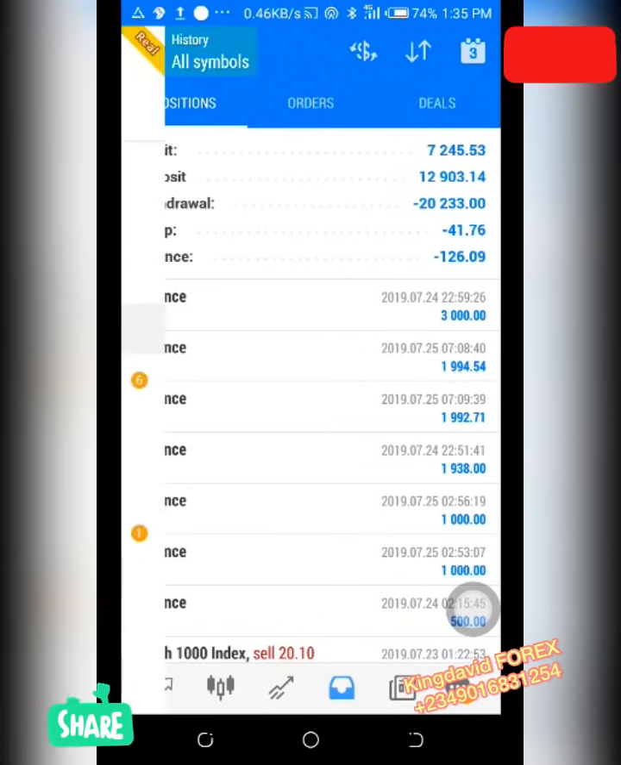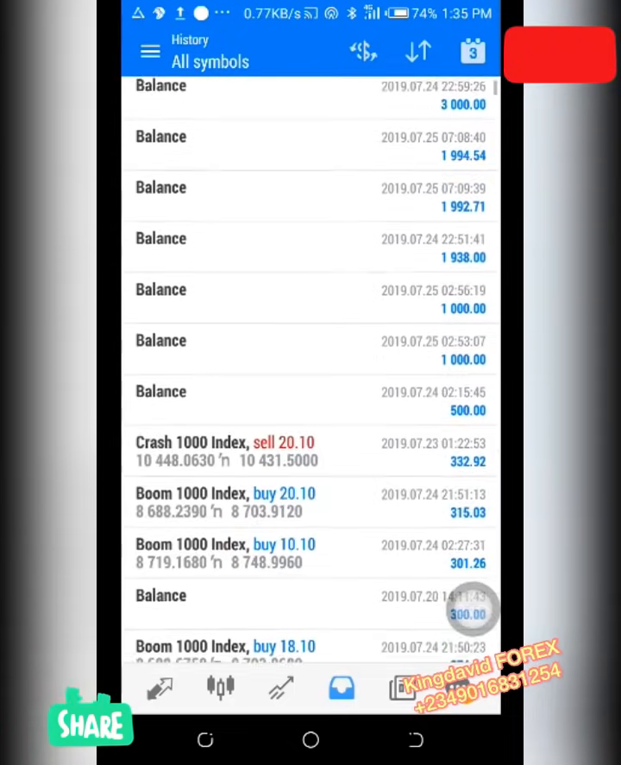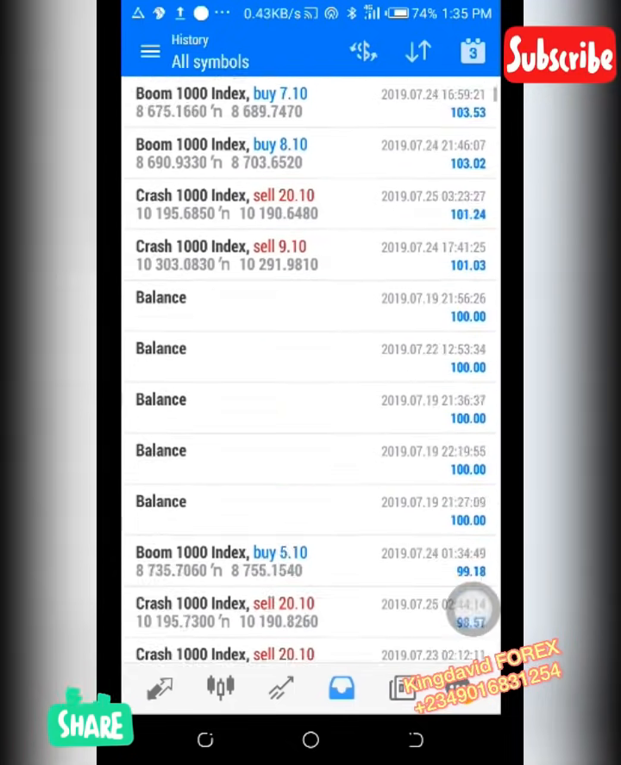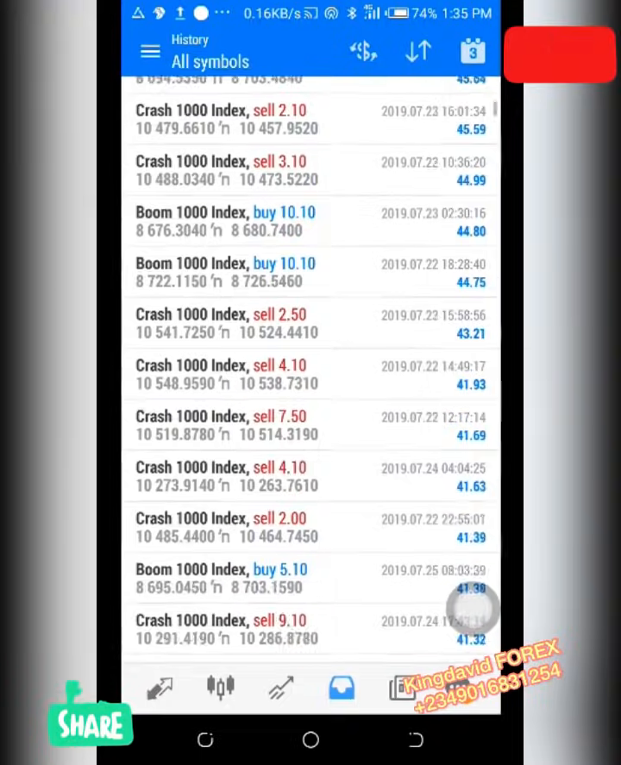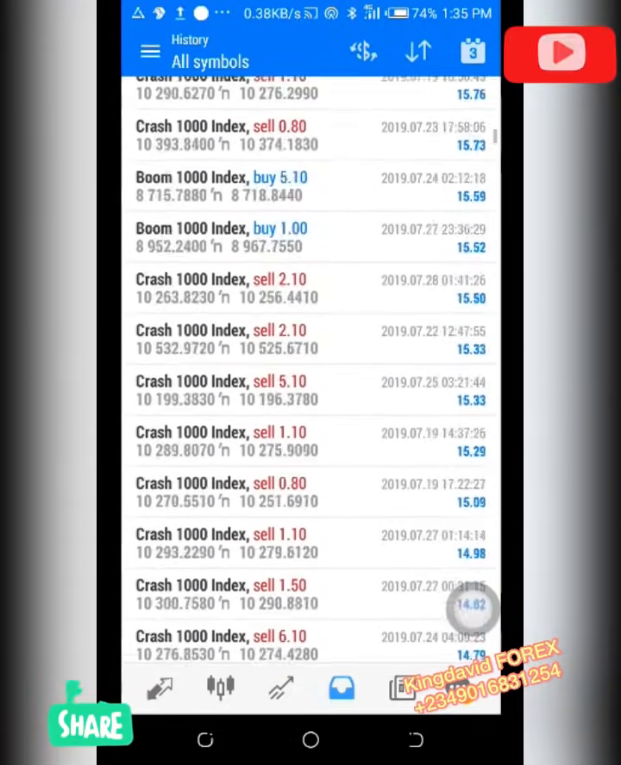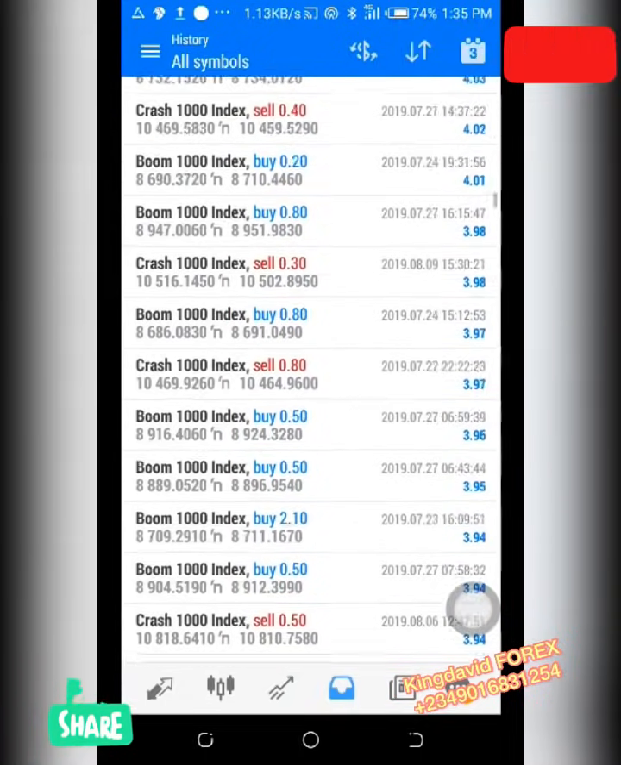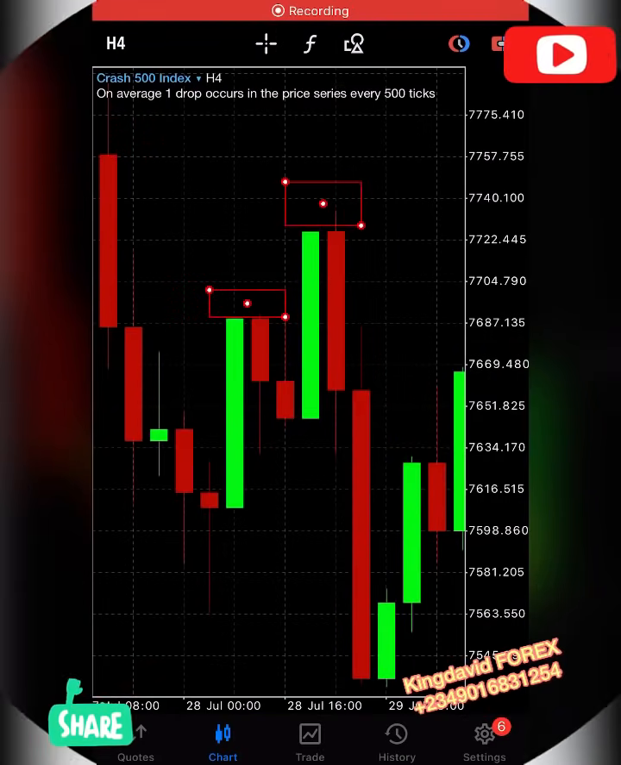Alright, you guys saw that this is my real account, not a demo account, and I made this in Boom and Crash. This is a real account, not a demo account. Okay, you guys can see my profit, no losses. I use small lot size.